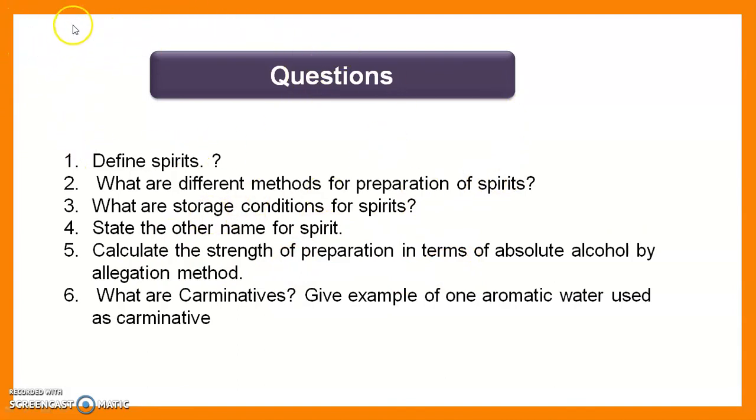By the alligation method, we can calculate its absolute strength. But in the preparations, the absolute strength is 78 to 82%. Then what are carminatives? Carminatives are the drugs or agents which expel the gases from the GIT and increase the peristaltic movement. An example of an aromatic water used as a carminative is dill water or peppermint water, etc.